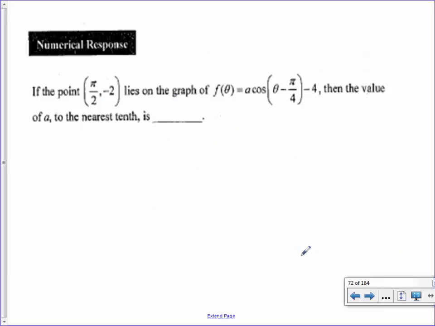Let's try another one. Here's something that you guys have done a lot before, only not with a cosine or sine graph. There is a leading coefficient missing. This a value right here, in a way, is a leading coefficient. How do you solve for leading coefficients that are missing? You have to use a point on the graph. That's what it gave you. I gave you a point on the graph, so let's try it. Your y value is -2. Your leading coefficient a, we don't know. It's now cosine of theta. Theta is pi over 2 minus pi over 4, minus 4.